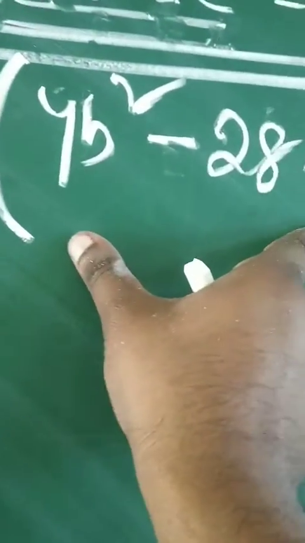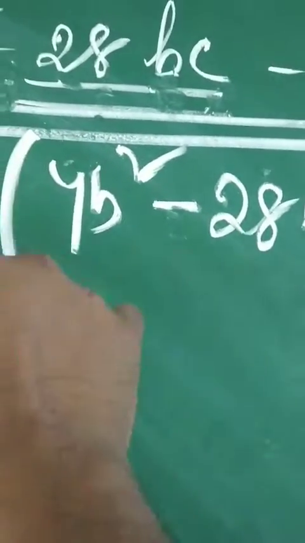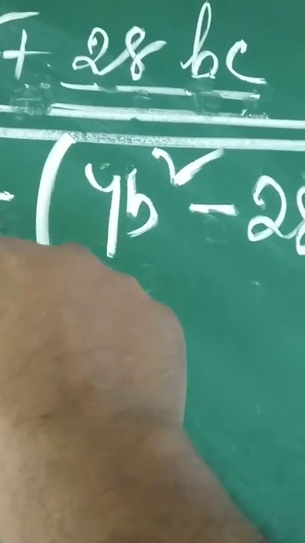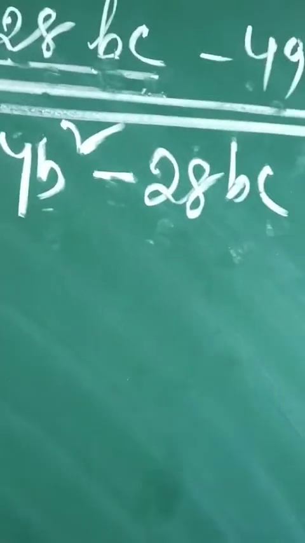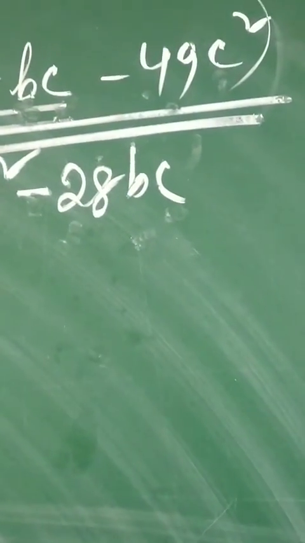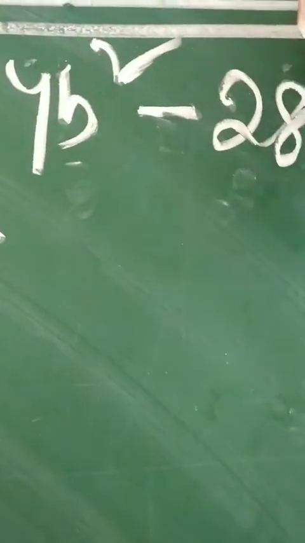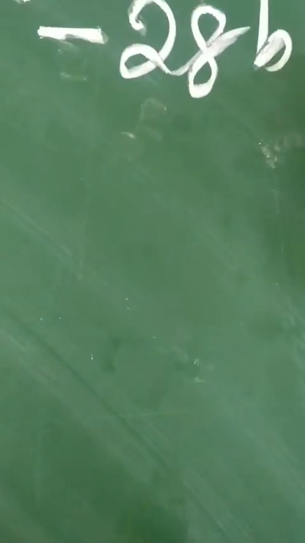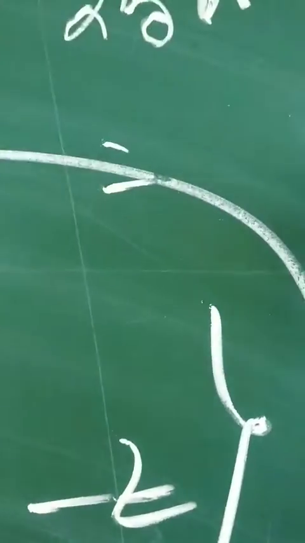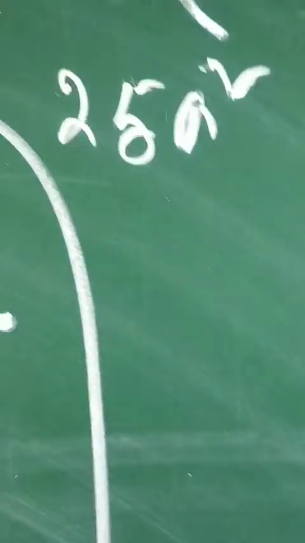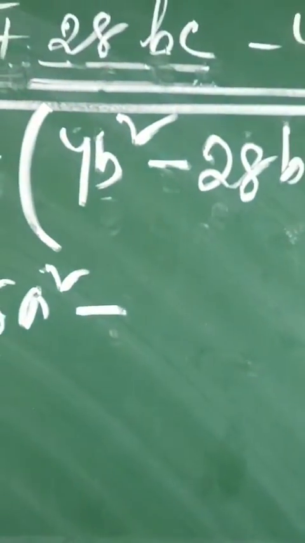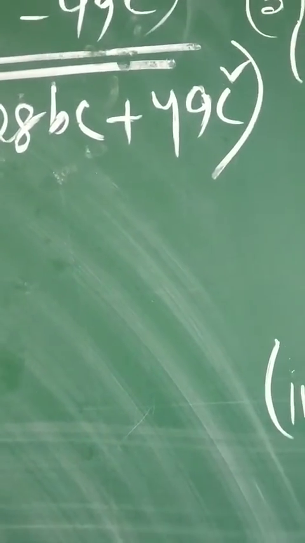If you want to check your answer, just multiply with this minus sign. Minus into 4b square results minus 4b square. Minus into minus 28bc results plus 28bc. So minus is taken away from 49c square, and it will be plus 49c square. Now let 25a square be as it is, and this minus sign is here. Now 4b square minus 28bc plus 49c square.